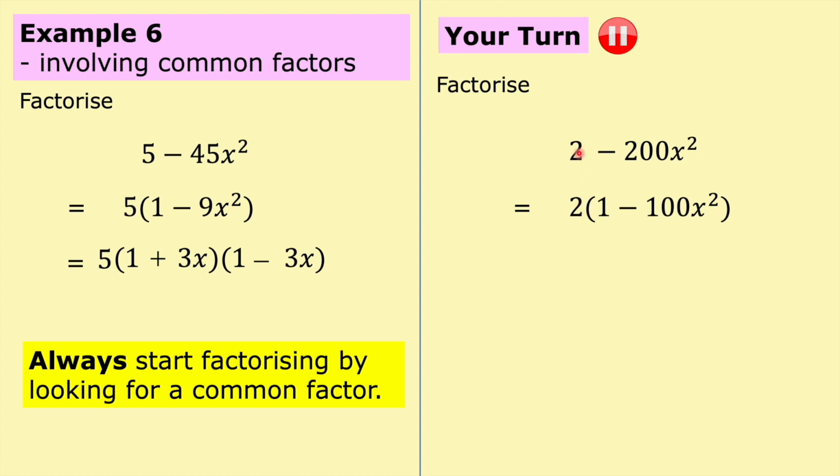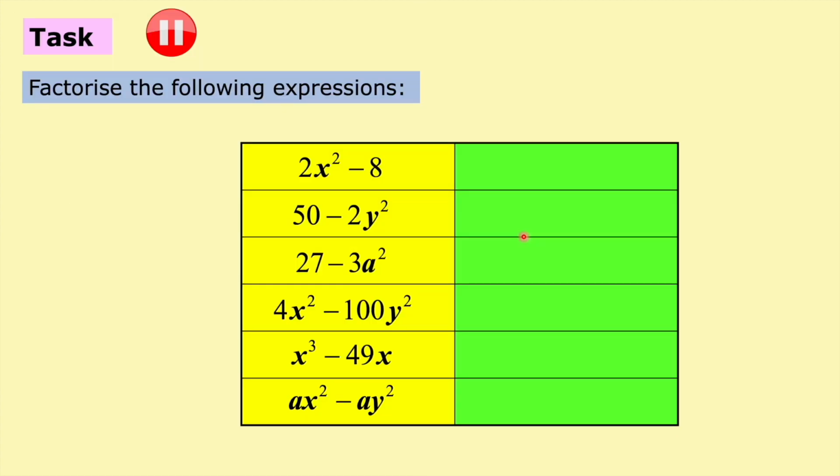2 times 1 gives us 2. 2 times 100x squared gives us 200x squared. And now we have a difference of 2 squares. So keeping that common factor there, we've got our 2 brackets. The square root of 1 is 1. The square root of 100x squared is 10x, plus and minus. If you forget to carry that common factor down, you definitely risk losing marks, okay? So be really careful there.